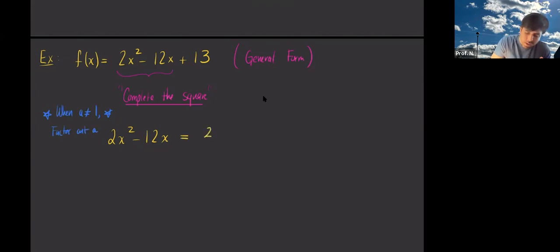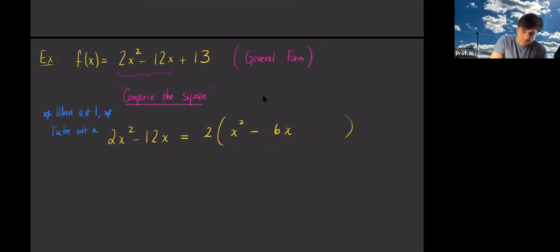So this is 2 parentheses x squared minus 6x. And I'm going to leave some space because I'm going to complete the square. Does everybody see that? I have to factor out the 2 from both terms. And now I'm really looking at this and saying, complete the square to this. And we know how to do that now because we take the number in front, which is a 6.